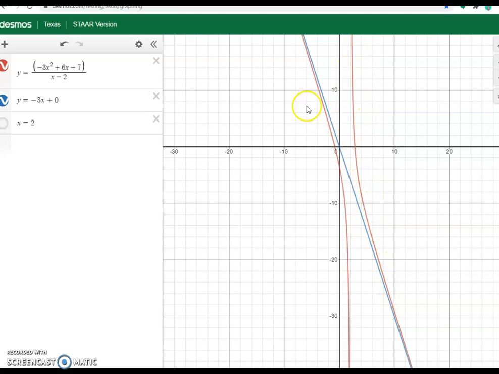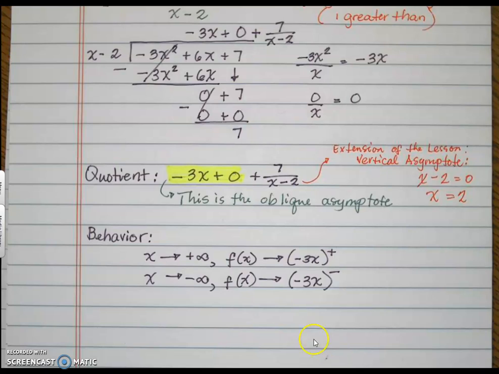Okay, now let's take a look at the other side, the negative side. As x approaches negative infinity, which means to the left, as your graph goes to the left, your function approaches the line y equals negative 3x from the negative side. So as x approaches negative infinity, your function, or your y, approaches the negative 3x line from the negative side.